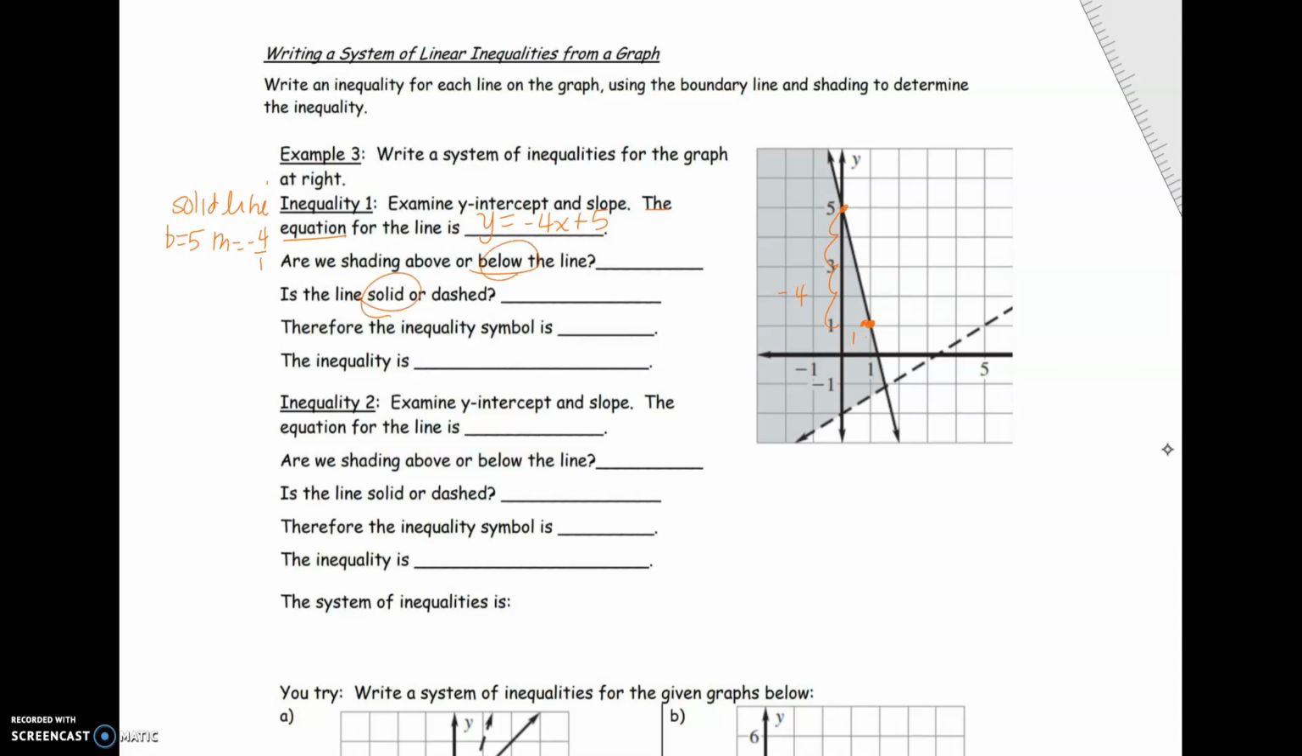It's a solid line. It means the inequality is less than or equal to, not greater than or equal to. So when we write the actual inequality, it's y is less than or equal to negative 4x plus 5.